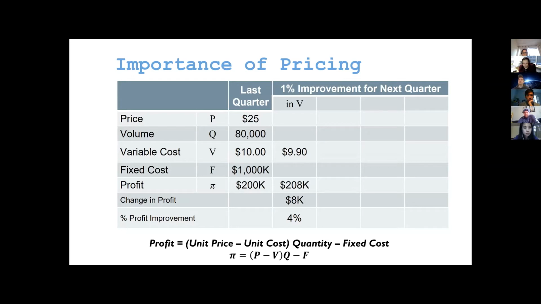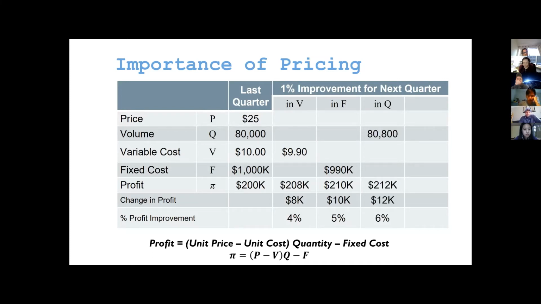1% improvement, I'm sorry, in the variable cost, meaning that you wanted to reduce the cost by 1% for each unit that you create. That's going to end up being $9.90. And as a result, what that means is an improvement in profit of $8,000. So that's a 4% improvement. But if you were to do an improvement in fixed costs, that might result in $990,000, and that means that you have another extra $10,000 of profit that hits the bottom line. That's a 5% improvement on last quarter.